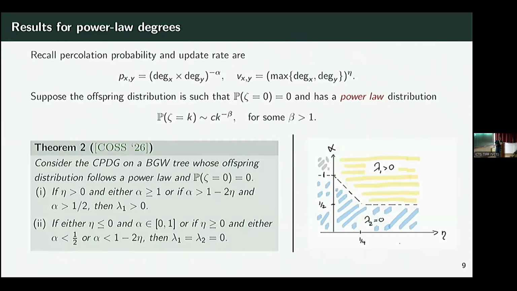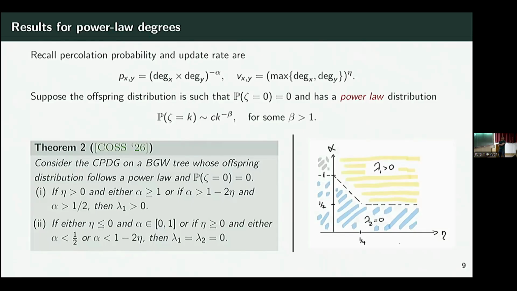So we take our updating: the probability that an edge is open is given by the product of the degrees to some power alpha. Then I've got an update speed, which is the max of the degrees to some power eta. So alpha and eta are these two important parameters. And I'll first show you the result when the underlying offspring distribution has a power law.